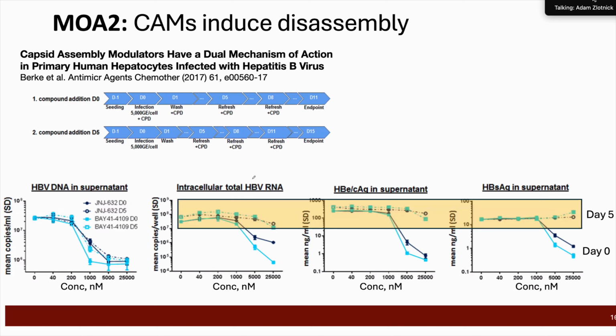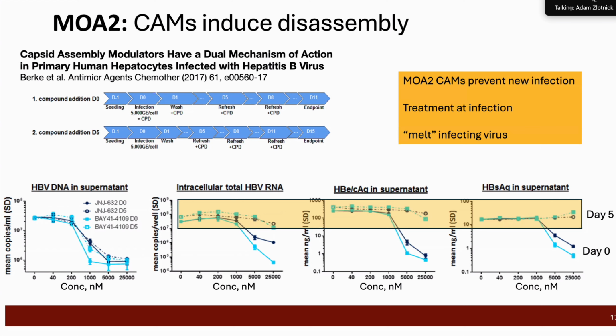but the effect of the regimens on production of other biomarkers, notably viral RNA, the E antigen, and the S antigen, were quite different. In an established infection, highlighted in this upper box, neither CAM really had any discernible effect on production of the biomarker. However, when CAM treatment started at about the same time as infection, both CAMs were shown to suppress biomarker formation.